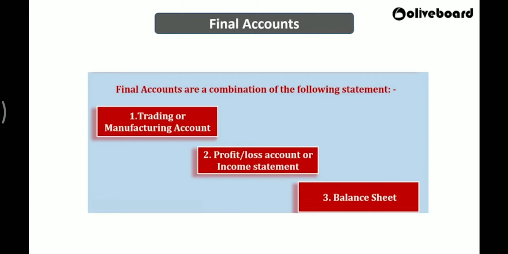The final result of the trading account will be gross profit, and that will be transferred to P&L. So P&L will start from the gross profit or gross loss which we arrive at from the trading account. Once P&L is done, the result will be either net profit or net loss, and that will be transferred to the balance sheet. So all three are prepared together. This is called final accounts. Now we will see one by one what is the trading account and what will come there, what is P&L, and what is a balance sheet. Shall we see?